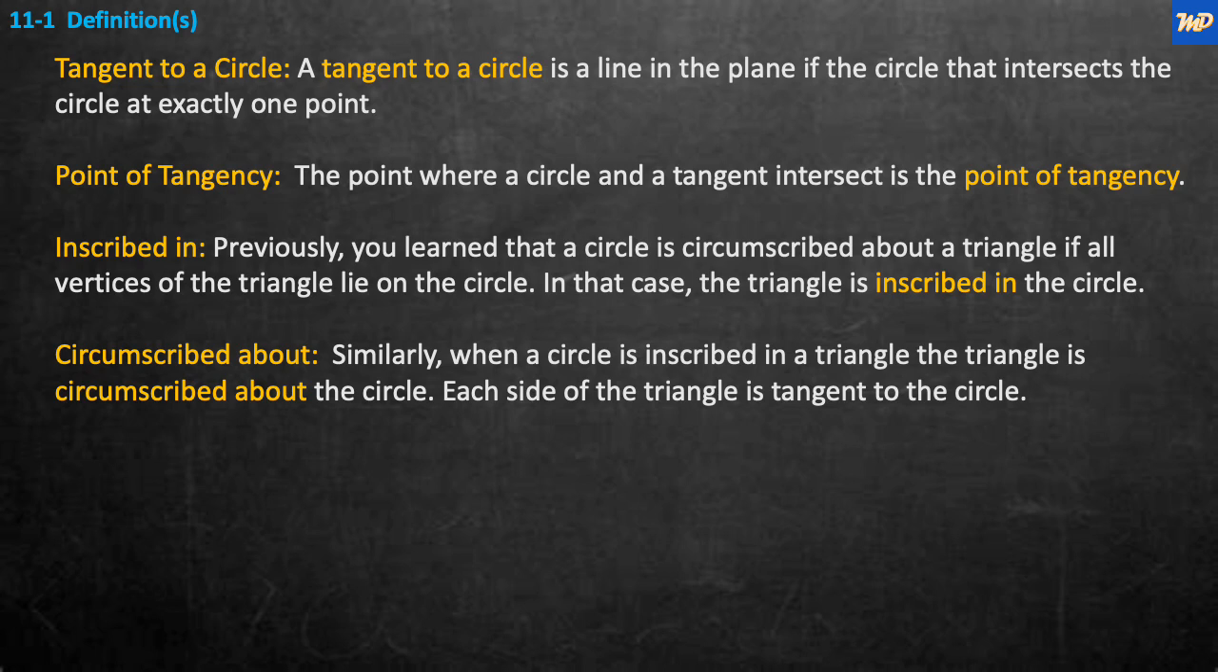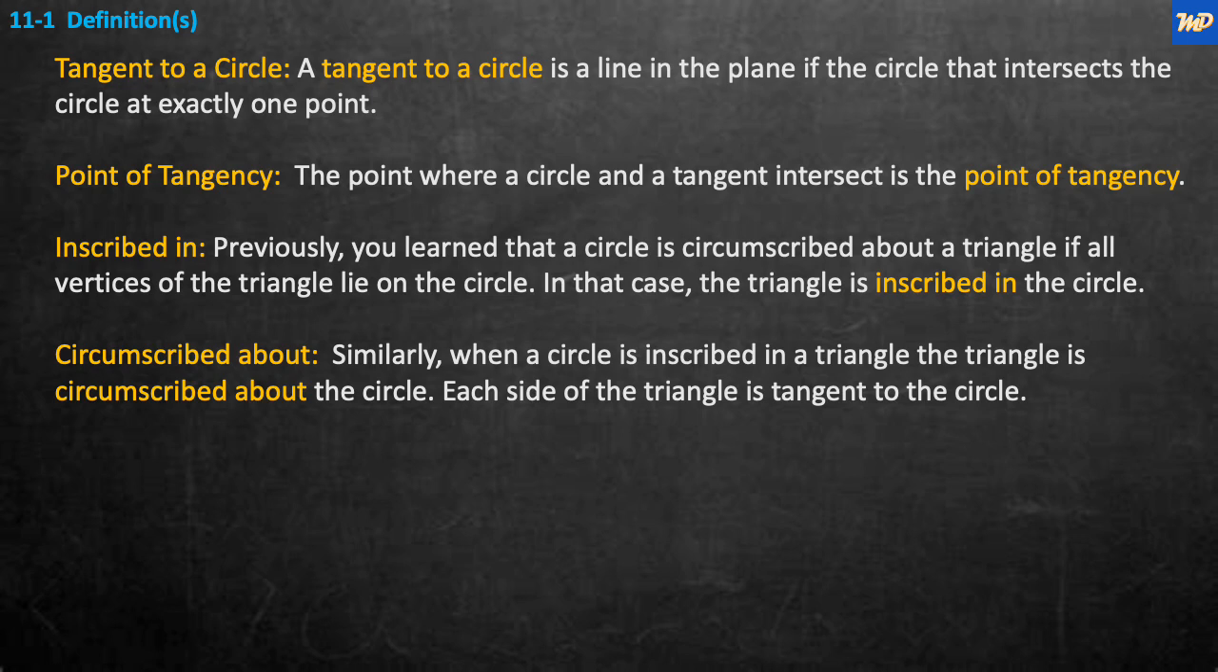Okay, so let's start this video off with a couple definitions. A tangent to a circle. A tangent to a circle is a line in the plane of the circle that intersects the circle at exactly one point. The point of tangency is the point where a circle and a tangent intersect.